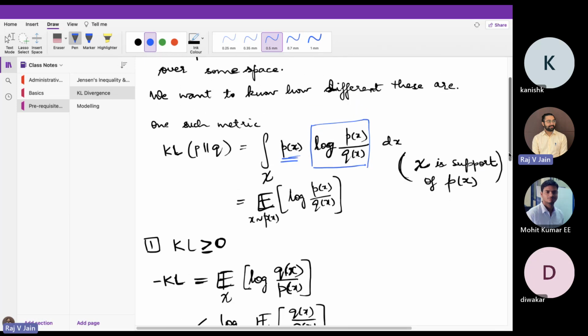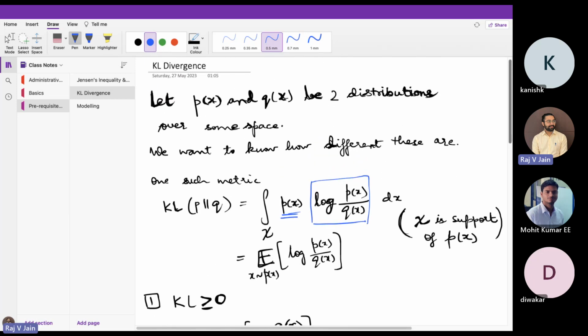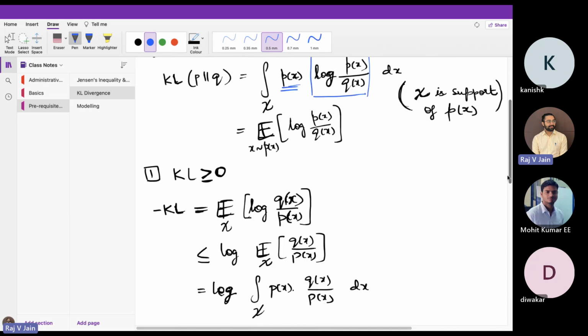Now we look at some properties of the KL divergence. The first property is that the KL is always non-negative. It can be 0 or more than 0. We'll try proving this now. So let's look at minus KL. If I have minus KL here, I can take this minus inside the expectation, again linearity of expectations, and log of P by Q will become log of Q by P.